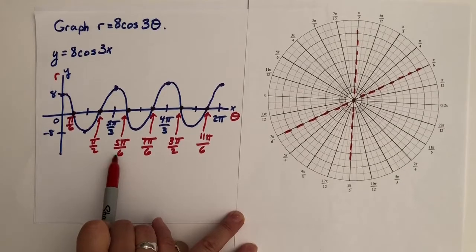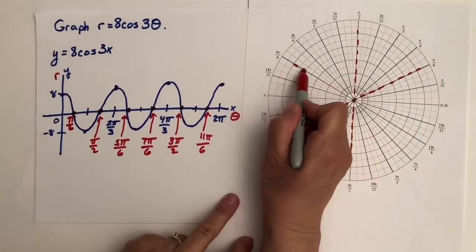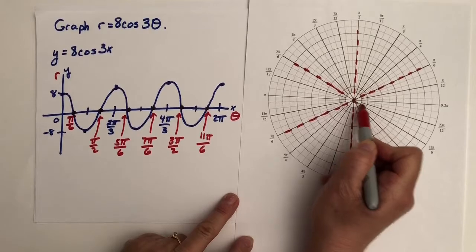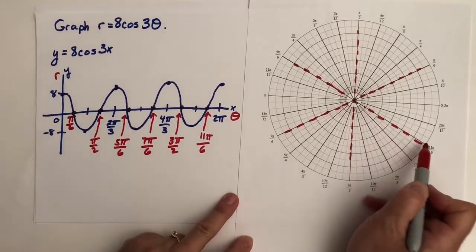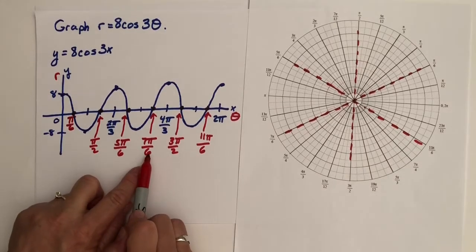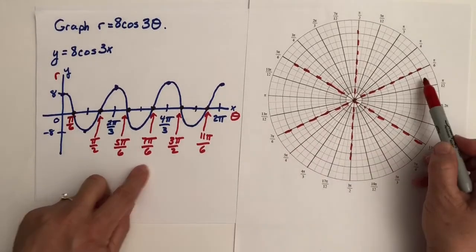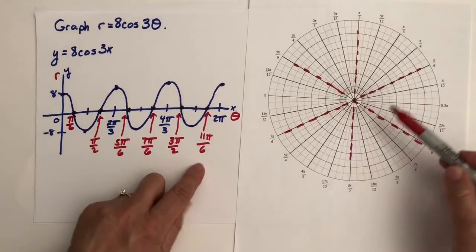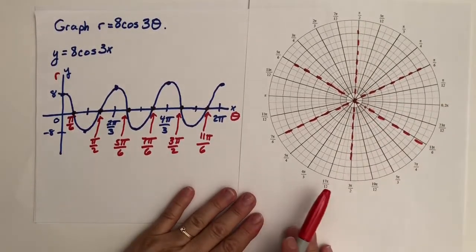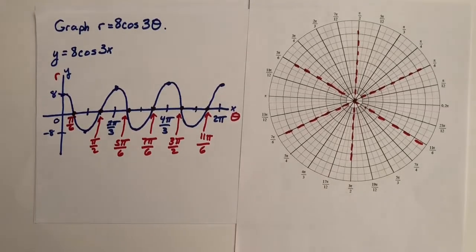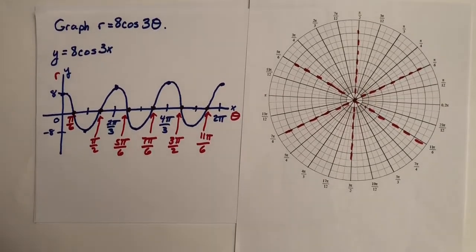Did I leave off 5 pi over 6? And then I'm at 7 pi over 6, and notice that's the duplicate, so is 3 pi over 2, and so is 11 pi over 6. So these will help me graph my rose curve. Now I'm going to be looking for the petals.